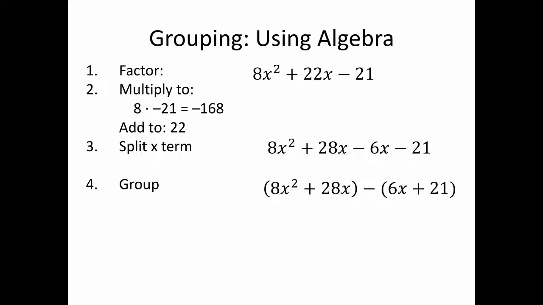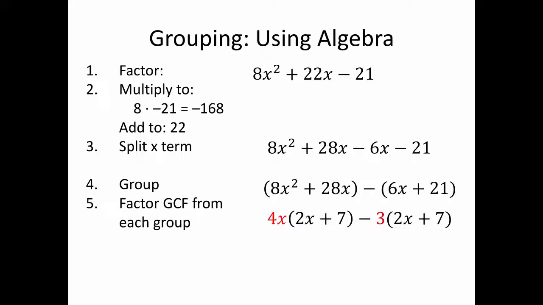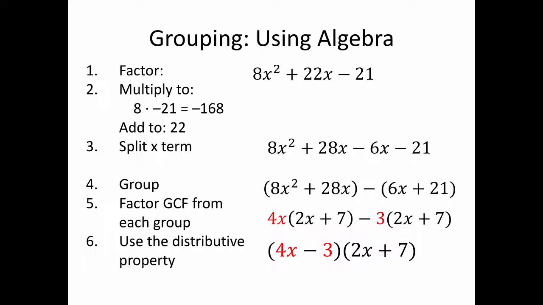Now, after grouping, we're going to take out the common factors. And the common factor in the first group is 4x, so that leaves you 4x times 2x plus 7. And then the common factor for the second one is 3, so that leaves us also with 3 times 2x plus 7. And we can see that if you factor 2x plus 7 out, you find the result as 4x minus 3 times 2x plus 7.